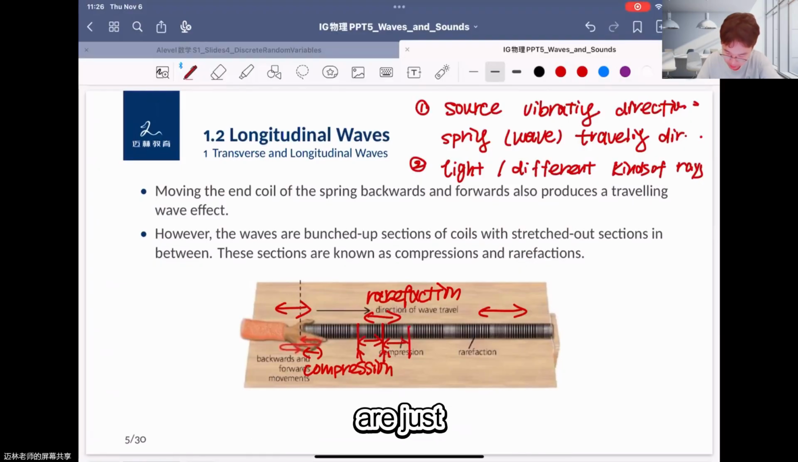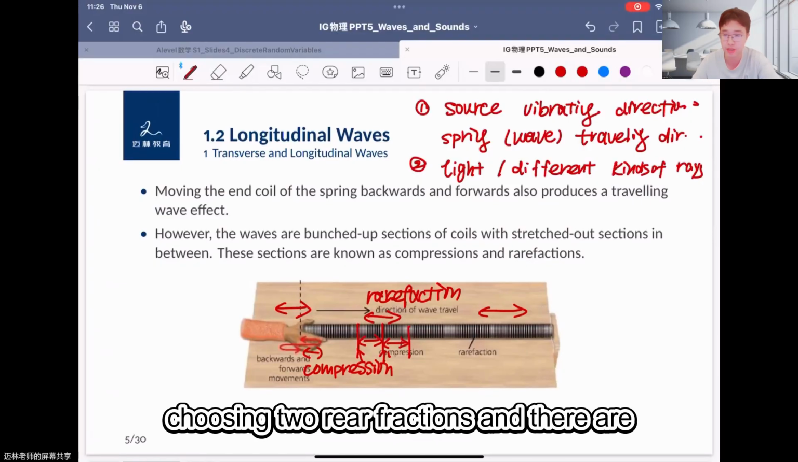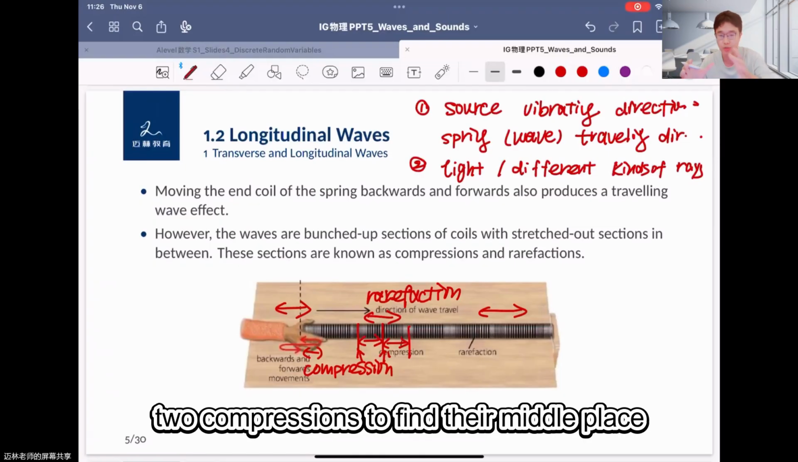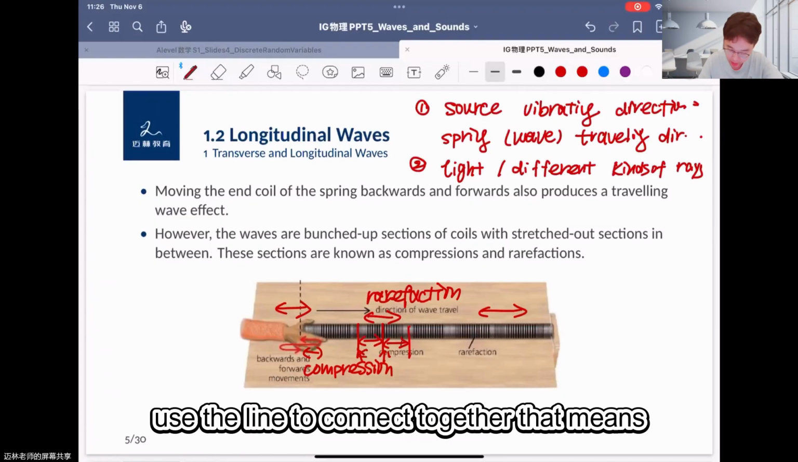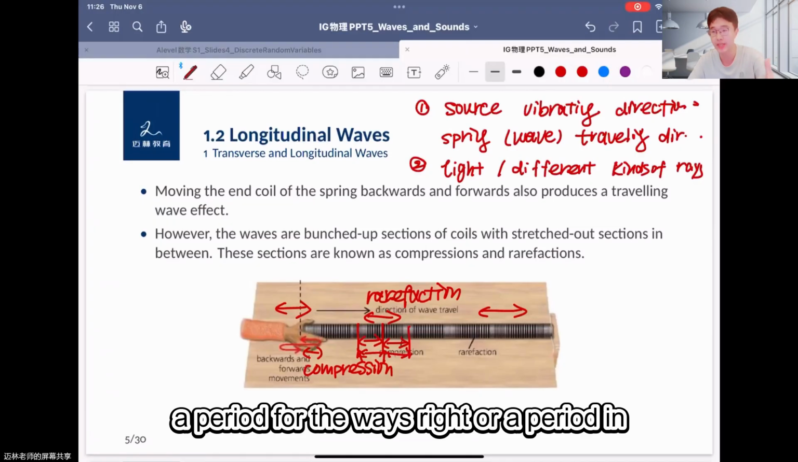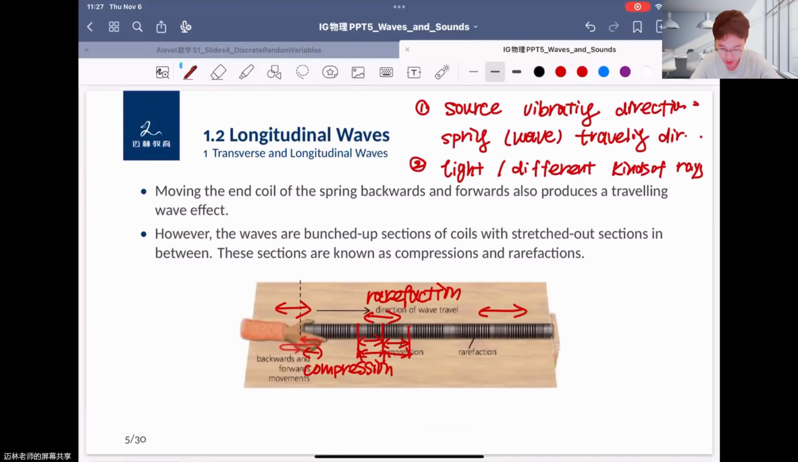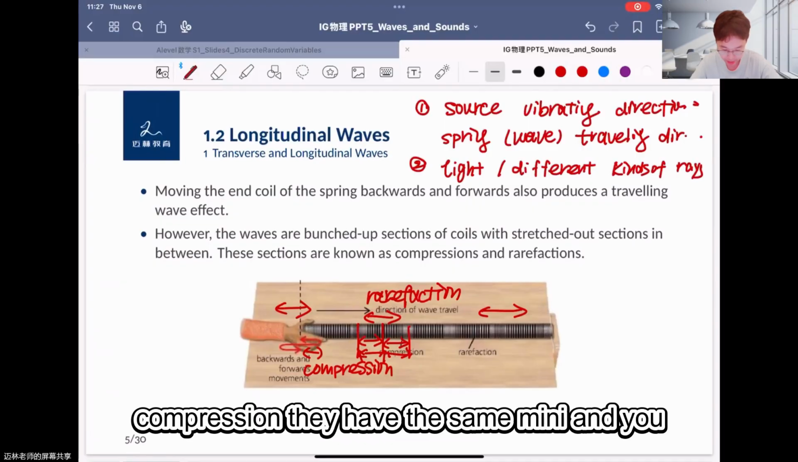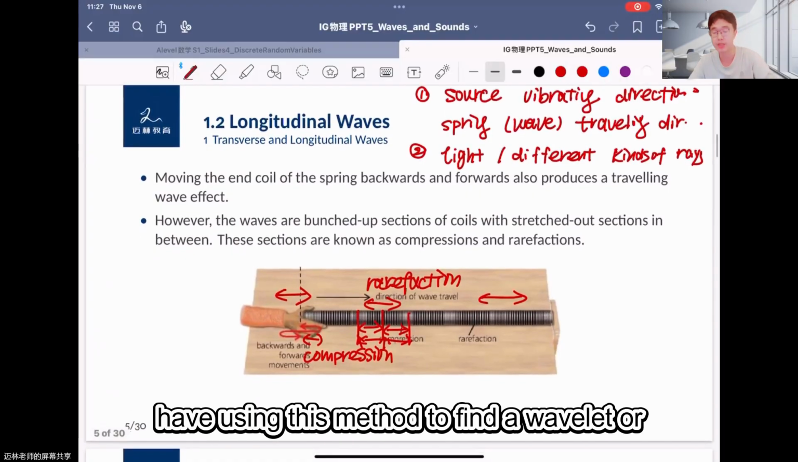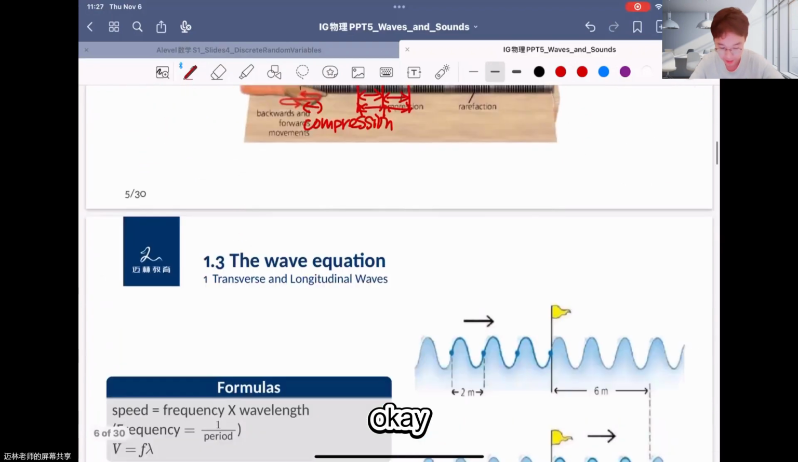And if you choose two rarefactions and two compressions to find their middle places, and you use a line to connect them together, that means a period for a wave, right? Or a period in the sine function, right? So therefore, rarefaction is the same as compression in this sense, they have the same meaning, and you can use this method to find the wavelength, or to find the period, okay?